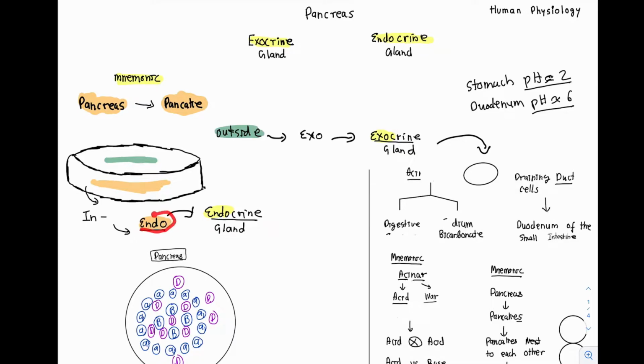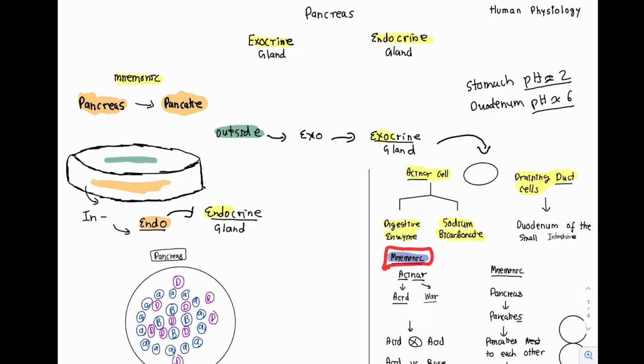Let's talk about the exocrine gland. The exocrine gland has two cells, the acinar cell and the draining duct cells. The acinar cells have a digestive enzyme, and they also have sodium bicarbonate. Now there's a mnemonic to remember that the acinar cell has a digestive enzyme and sodium bicarbonate.